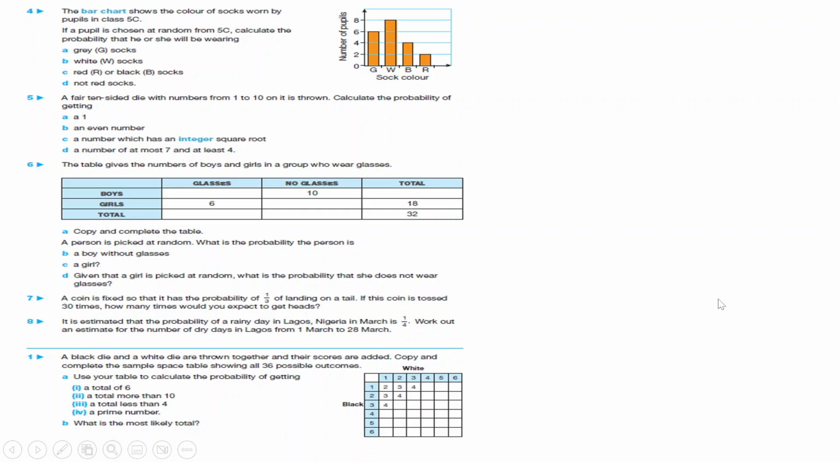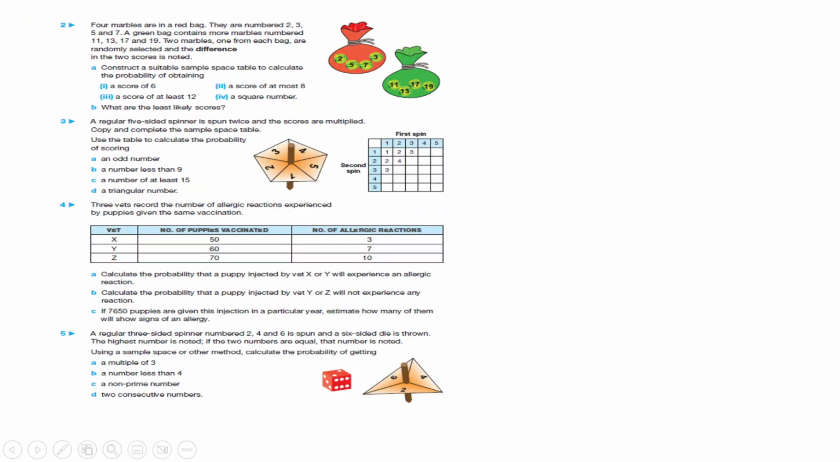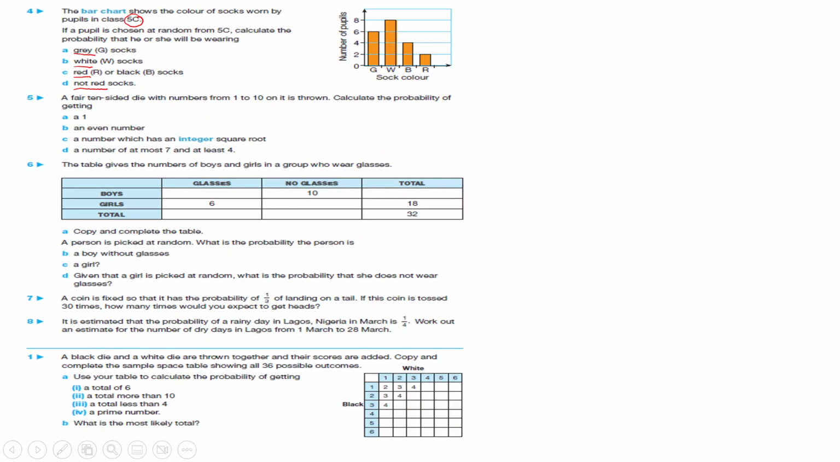We go to the next slide, and this question says that the bar chart shows the color of socks worn by pupils in class 5C. If a pupil is chosen at random from 5C, calculate the probability that he or she will be wearing gray socks, white socks, red socks, and not a red sock. So in this frequency table, the data is given.